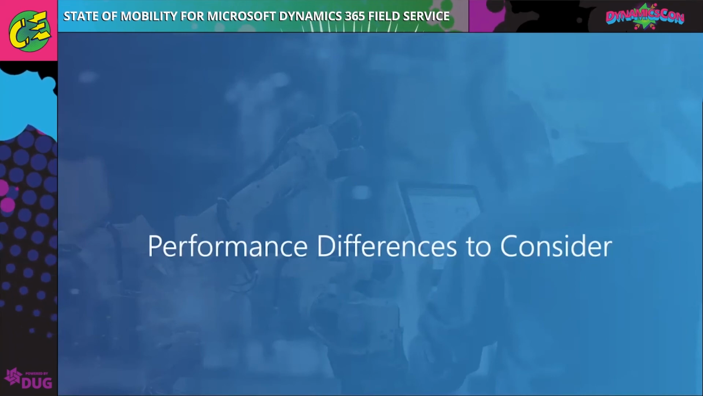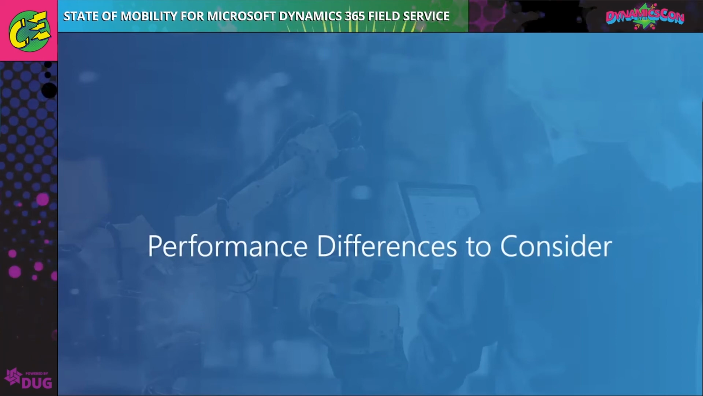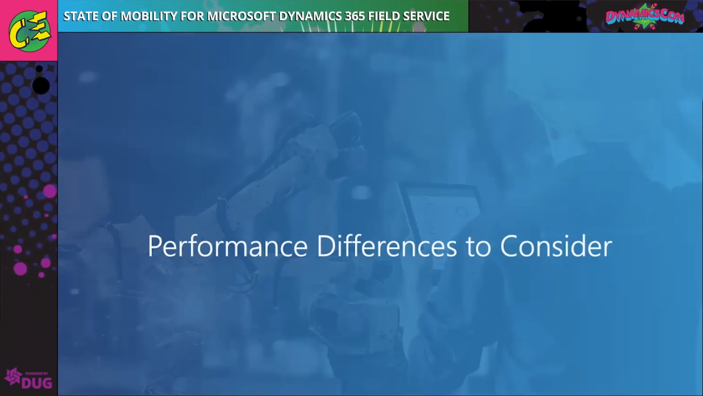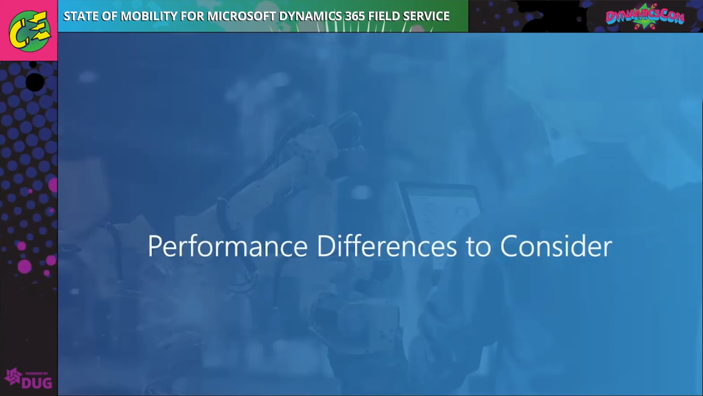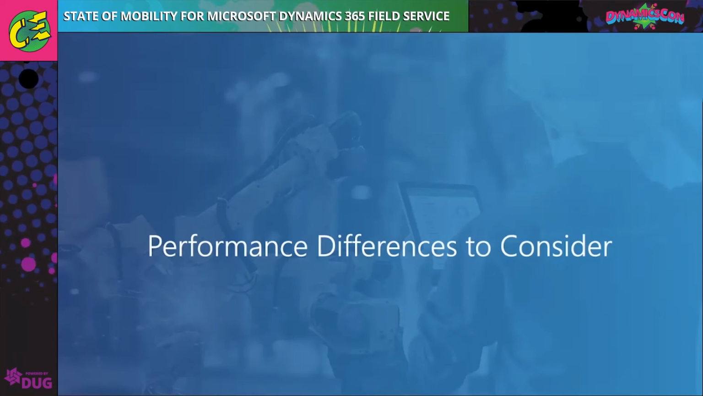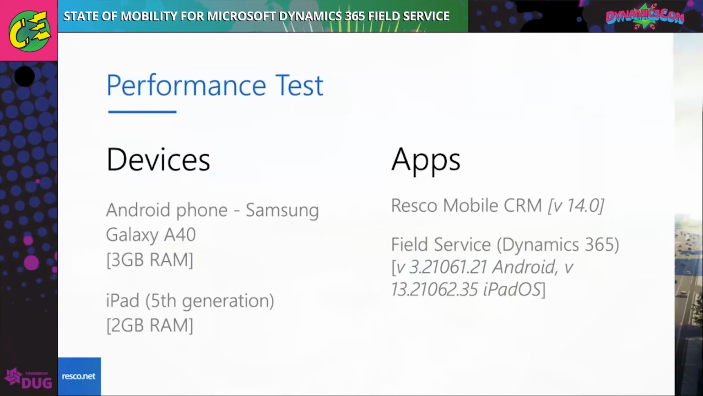So now the final chapter, and that's the performance differences to consider. What I presented so far was a little bit of history, a little bit of situation right now, and a lookout for the future when it comes to the mobile options. And also presented the Field Service 2.0, the Resco's option for field service customers who want to utilize the Resco technology when mobilizing their field service solution.